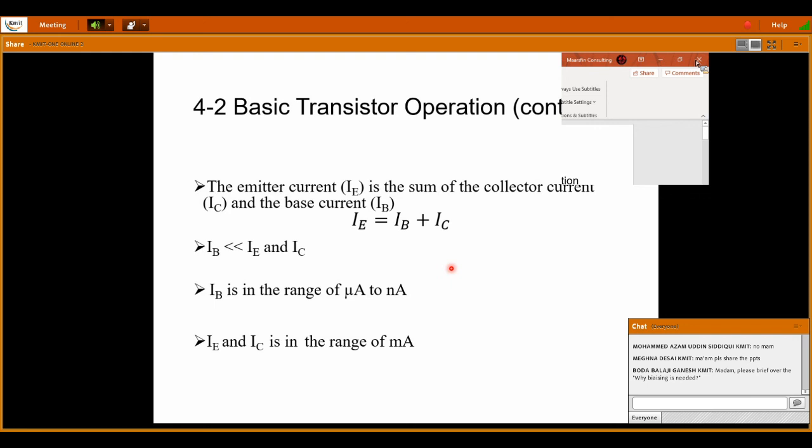If we properly bias it, then only will the charge carriers move from the input terminal to the output terminal. As we know, the transistor has its input terminal as the emitter and its output terminal as the collector. Right? Clear?